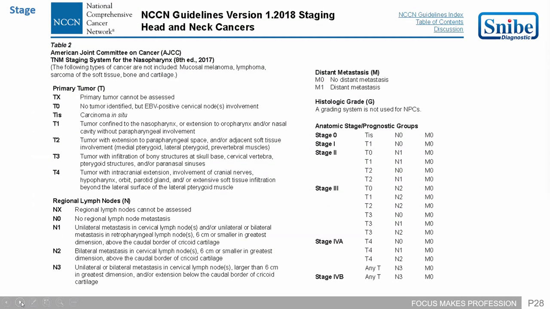If we talk about the NCCN guidelines version 1.20 for staging head and neck cancers, they have guidelines for primary tumors and regional lymph nodes. According to these guidelines, the conclusion is to rule out the anatomical stage and prognosis groups for the different stages, from non-distant to distant metastatic stage, according to the histological grade: stage 1, 2, 3, 4, and stage 4B.